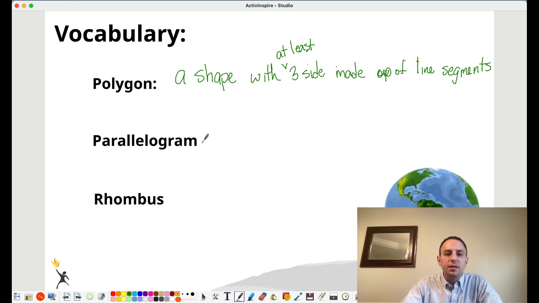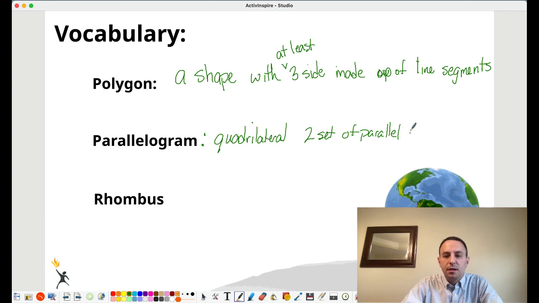Okay. The next one is a parallelogram. Parallelograms have certain rules to make them. It is a shape, it is a quadrilateral, so that means it's a 4-sided shape. I know you guys talked about this in your previous years. A quadrilateral with 2 sets of parallel lines, and the opposite sides are equal. I'm sorry, not adjacent. Opposite sides are equal.